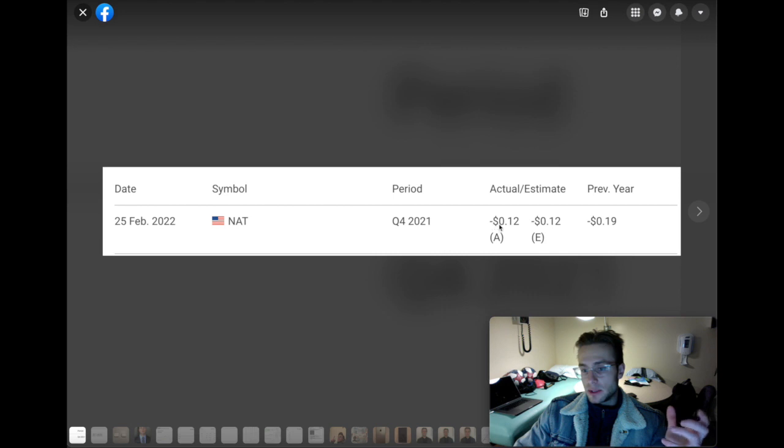The actual result was negative 12 cents, whereas the estimate was also negative 12. So they were basically right on the money in terms of analyst expectation versus actual.